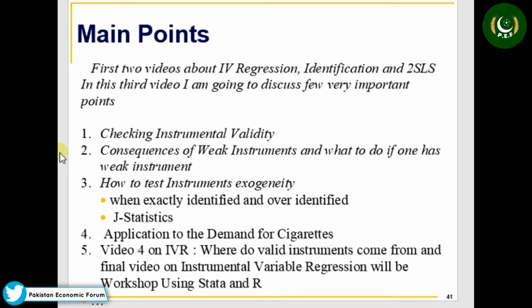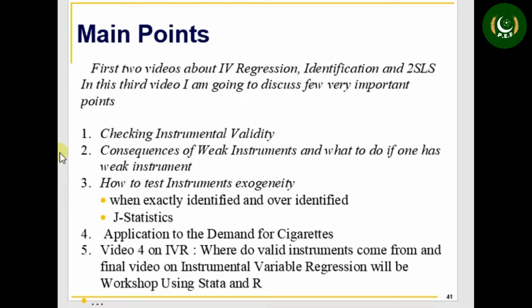Second thing is checking instrumental exogeneity. What happens if you have a weak instrument? What happens if you have endogenous instrumental variables? How do we test whether instruments are endogenous or exogenous? And in the next videos, I will have a workshop and discuss where these valid instruments come from.